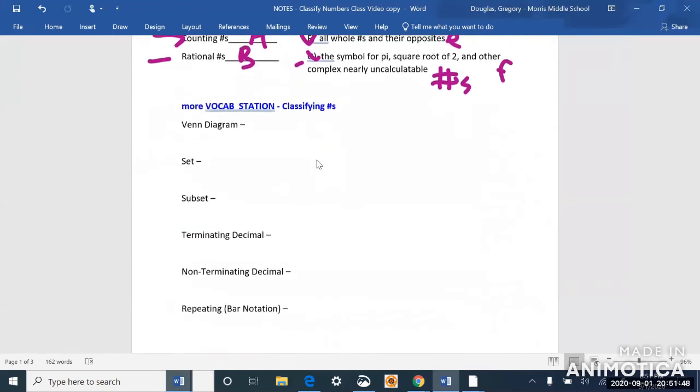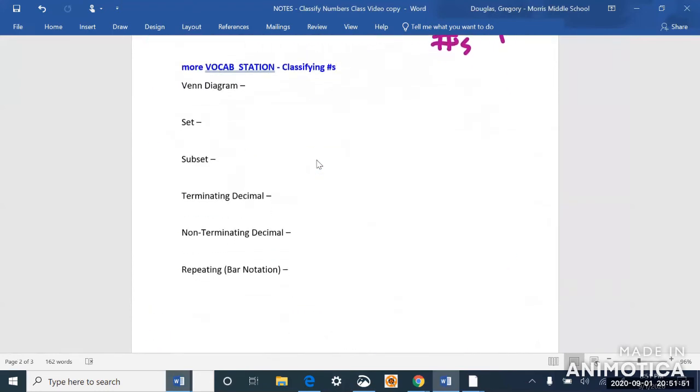So a set is a group of things together, like the numbers, like integers is a set. A subset is inside of another set. So integers is a subset inside of rational numbers, okay? Real numbers are not a subset. It's not a part of any other larger number set. Real numbers is everything, okay?